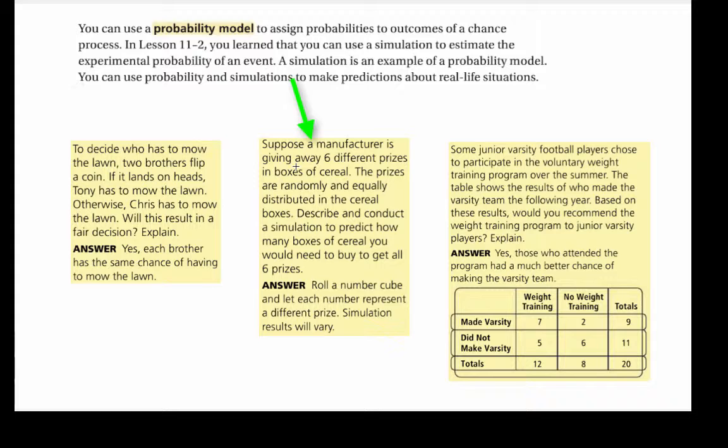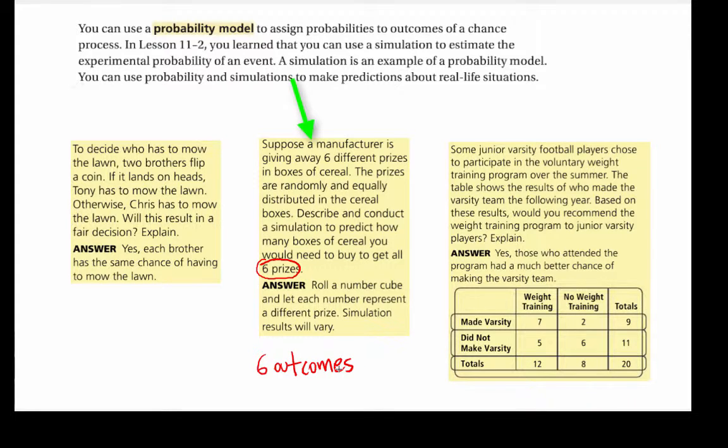All right, our middle box here. Suppose a manufacturer is giving away 6 different prizes in boxes of cereal. The prizes are randomly and equally distributed in the cereal boxes. Describe and conduct a simulation to predict how many boxes of cereal you would need to buy to get all 6 prizes. Well, anytime we want to do a simulation, we always want to look at how many outcomes there are. And in this case, there are 6 prizes. So we need a simulation that has 6 outcomes.